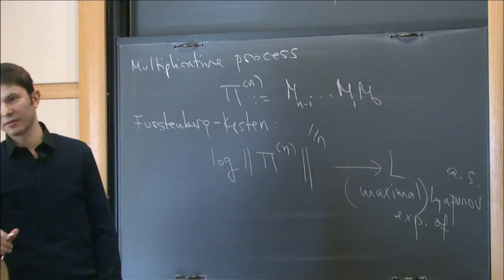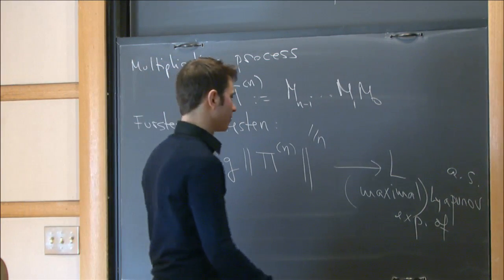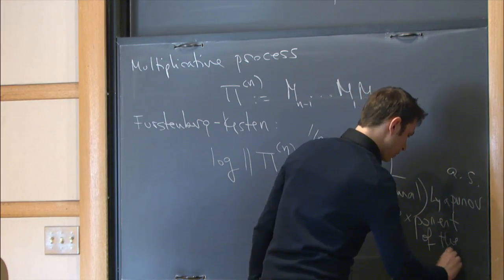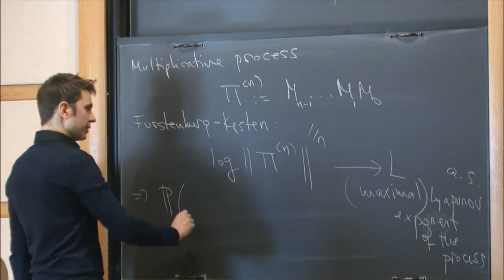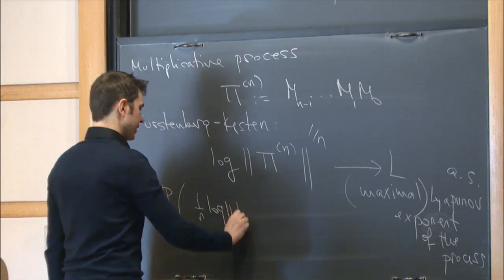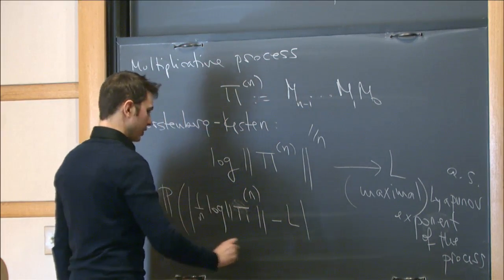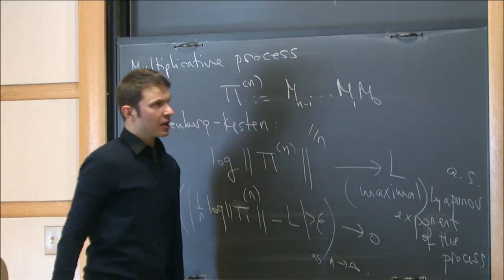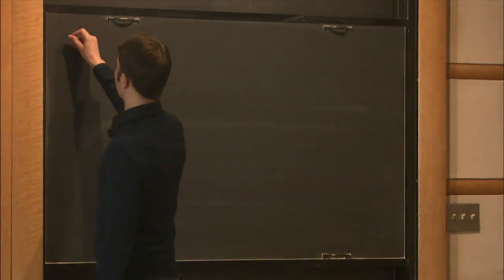They don't have to be. Eventually, they will. But at first, they don't have to be. So this is the Lyapunov exponent of the process. And well, in particular, the probability of the tail event that this differs from the limit by more than epsilon goes to zero as n goes to infinity. So this suggests two natural questions that I'd like to say for later.